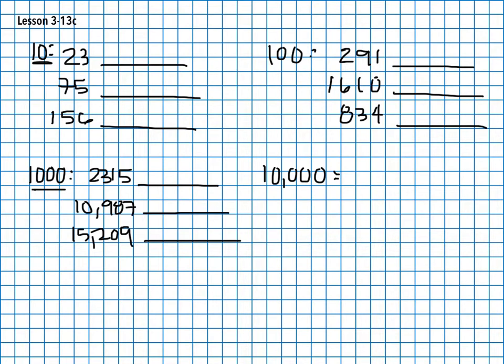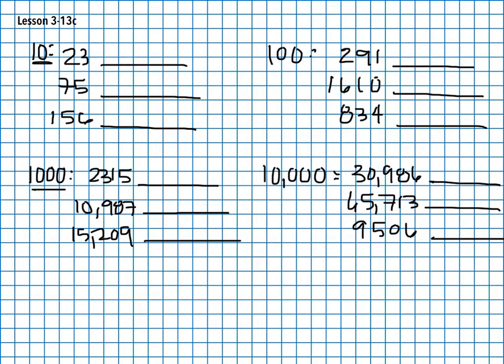To the nearest 10,000, let's go with 30,986. Let's go with 65,713 and 9,506. All right, pause the video, do your rounding, and then when you're done, restart the video and check to see how you did.